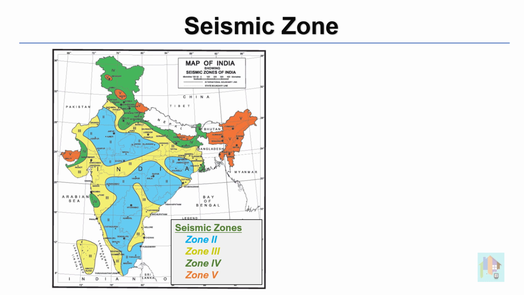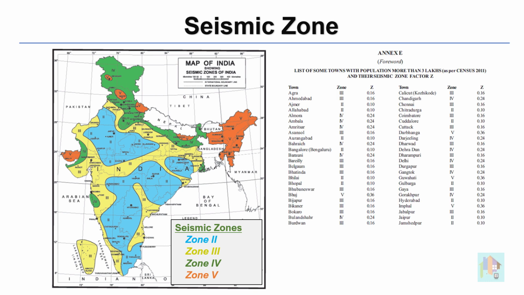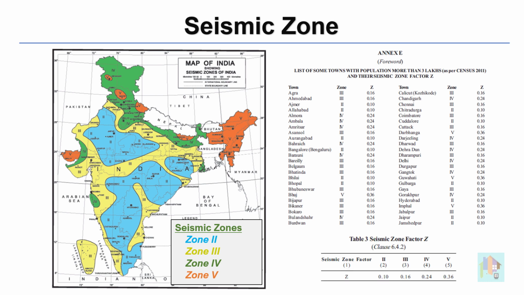India is divided into 4 seismic zones depending on the seismic activity, and these zones are mentioned in this map. Also, seismic zone information of several locations is provided in Annex E, and we can cross-check the project site zone from here. It starts from Zone 2, which has minimal seismic activity, and ends with Zone 5, which has the highest seismic effects. Zone factor is available in this table, also in Table 3.